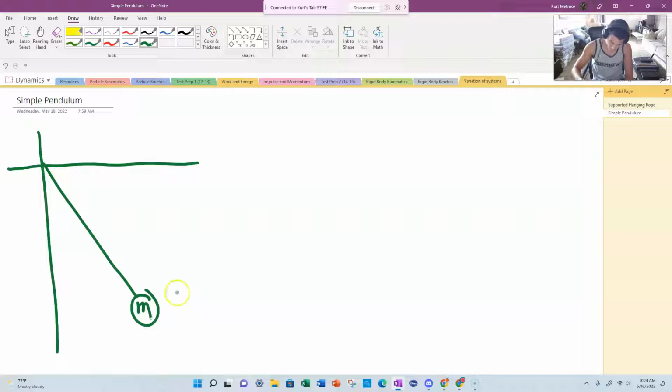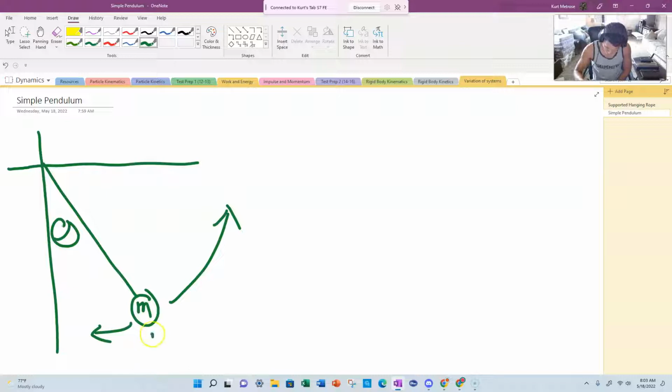And we know how pendulums go. They go up, and then they go down, right? And obviously the radius is fixed, right? The rope is not changing lengths. It's just going up and down. So the only thing that's really changing is this angle, theta.